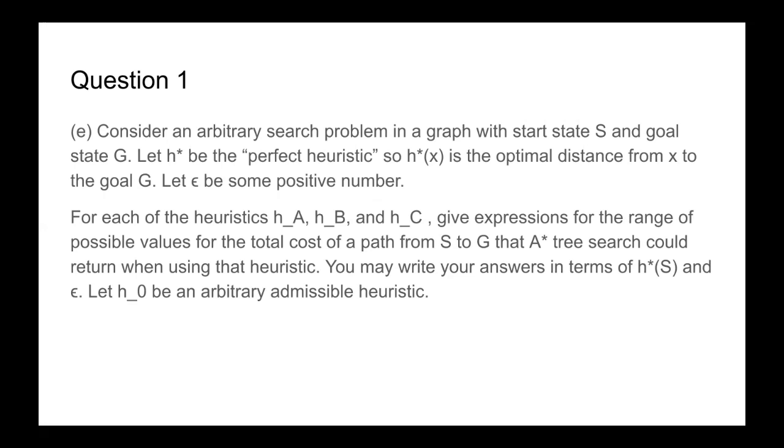So we're going to look at some sample heuristics, H sub A, H sub B, and H sub C, and give expressions for the range of possible values for the total cost of a path from S to G that A star tree search could return when using that heuristic. We can write our answers in terms of H star of S and epsilon. And then H sub 0 is just going to be some arbitrary admissible heuristic.